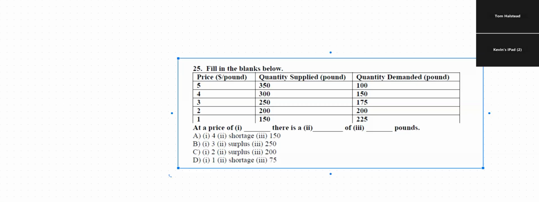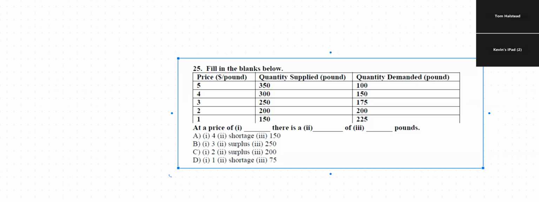So each one of these we could look at: 4, 3, 2, and 1. They don't even ask about 5, do they? No, they don't even ask about 5, so I just wasted 2 seconds. But 4 is a shortage of 150. Well, you supply 300 and it demands 150, so you've got 150 surplus, right? Yeah, that'd be three, that 200.